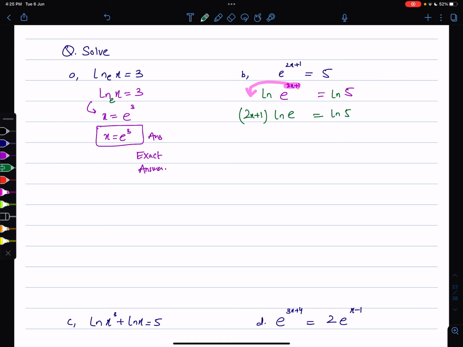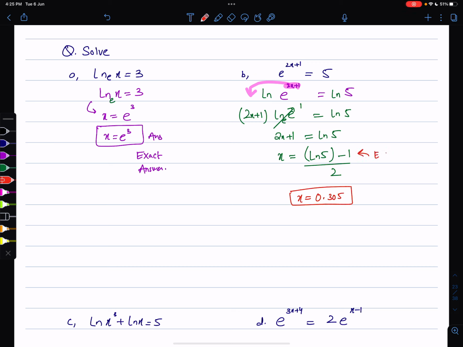Now ln to the base e of e is always 1, so that's 1. So 2x plus 1 is equal to ln 5. So x is going to be equal to ln 5 minus 1, divided by 2. Again, that's the exact answer. And if the question says express this answer correct to 3 significant figures, then x is going to be equal to 0.305. But this answer is the exact form.